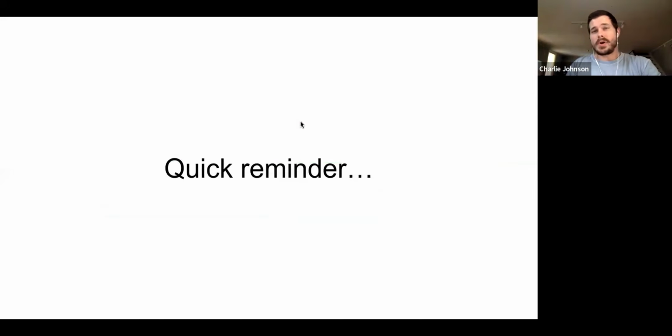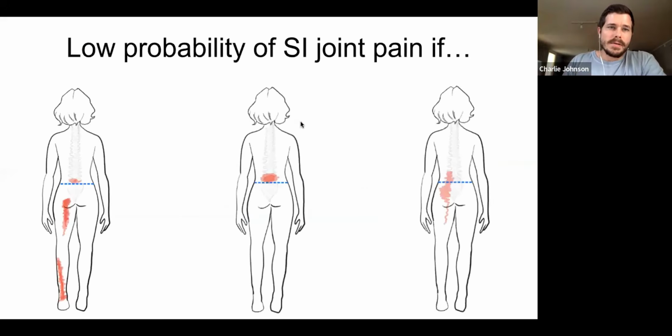Quick reminder, because we are going to have you go through this. There's a very low probability. It doesn't mean you can't go through this. It just means right off the bat, based off your location, there's a low probability of you having an SI joint problem if you have symptoms that look like this. If you have symptoms go all the way down the leg, probably not. If you have central low back pain, well, SI joint doesn't really refer above the level of the spine. And if you've got one-sided symptoms above the spine that also go into the butt and down the leg, probably not. All right, could be, but low probability.